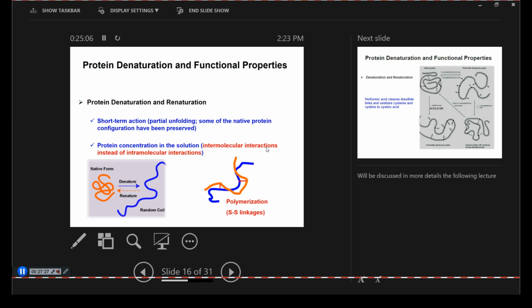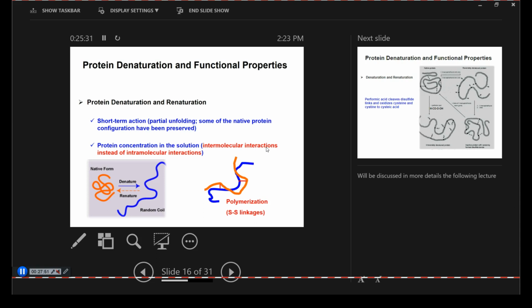So the chances of them coming in close proximity to each other is lower than if you have 5% protein. Then you have more protein in the solution, the chances of them being in closer proximity to each other is higher. So if you put denatured proteins in closer proximity to each other, what's going to happen? What's going to happen is polymerization.